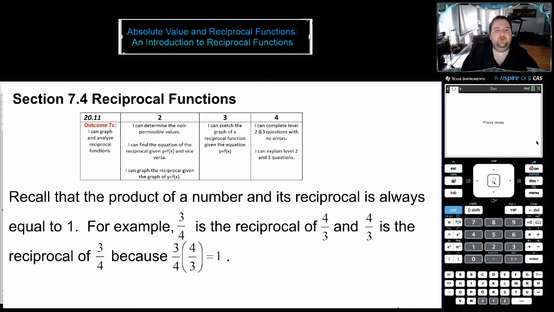Today we are going to be looking at our last section in our unit on absolute value and reciprocal functions. Today we're looking specifically at reciprocal functions. Let's go through what they are.